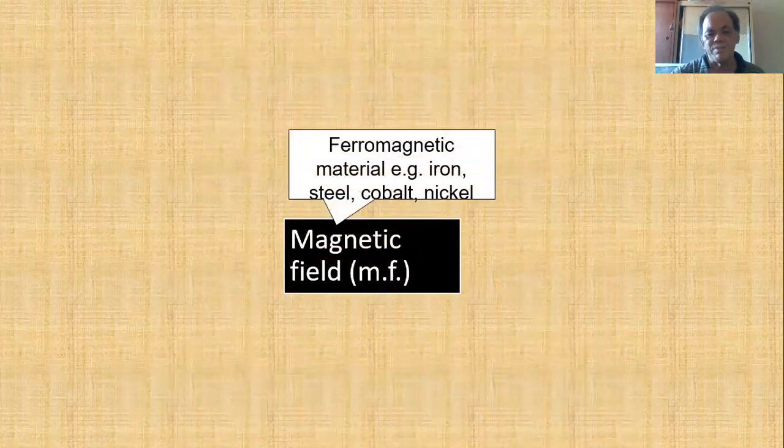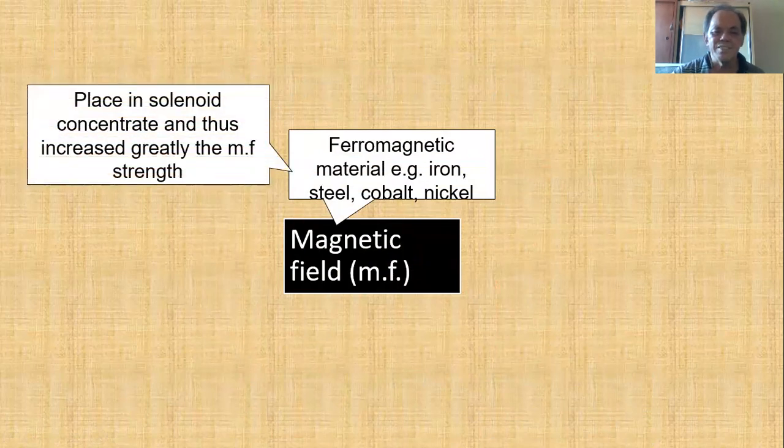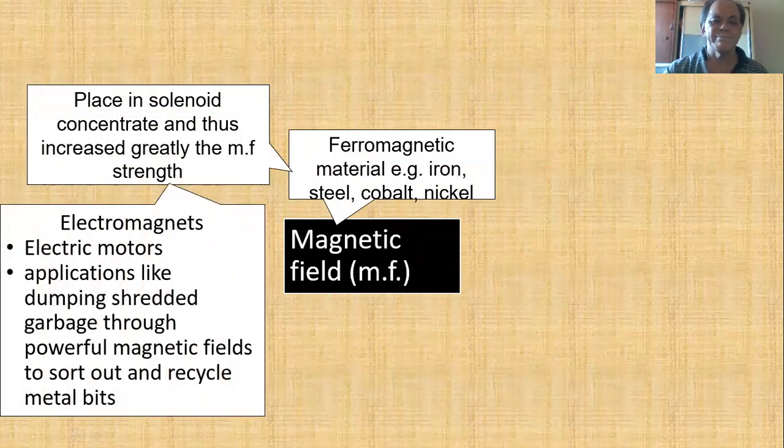Okay, so we have more or less completed. Let me just summarize for you. Ferromagnetic material can be iron, steel, cobalt, or nickel. What's the purpose? Concentrate and pull together the field lines. So it greatly increases the magnetic field strength, increases your B. We use that in electromagnets, electric motors, and where you separate the garbage, metal from non-metallic parts, to recycle the metal.